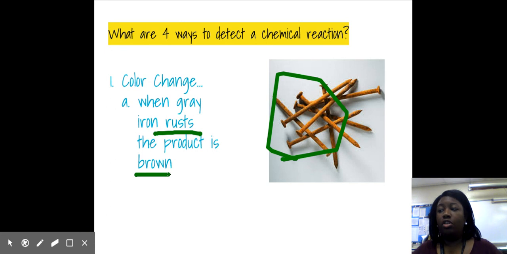All right, so if you take two very clear substances and you mix them together, and then it will turn the cup pink. That's what I mean by a color change.